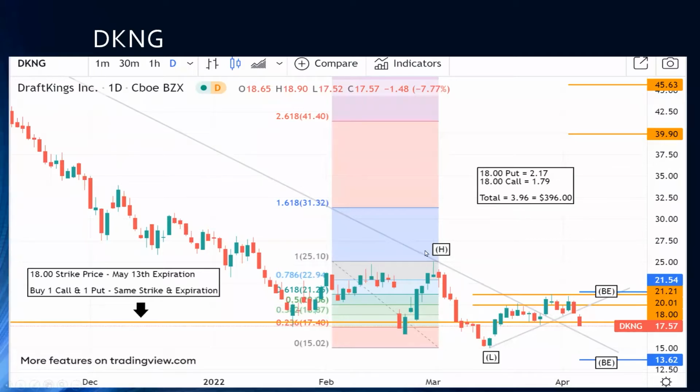So from that, we take this last high here and then this last major low here, and we try and find our resistance areas. So our first level is right around this $20 area, and the second one is $21.21. Now, if you notice, this is the 50%, the $20, and then $21.21 is the 0.618.